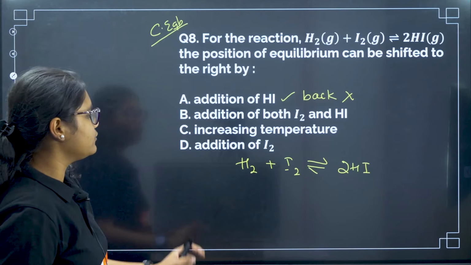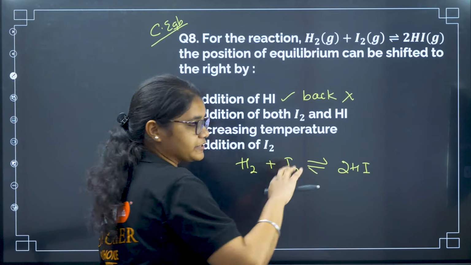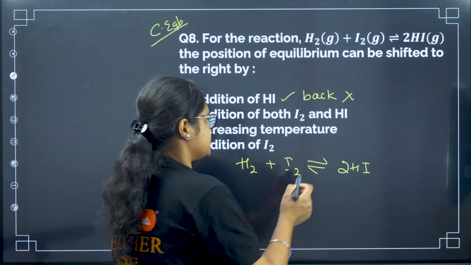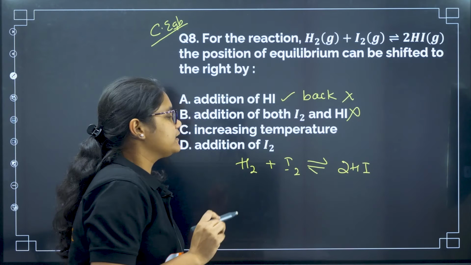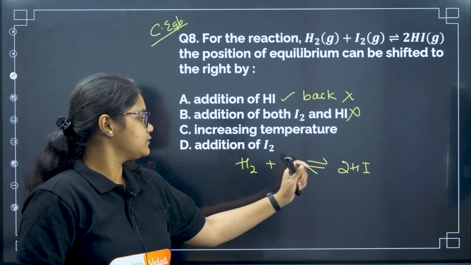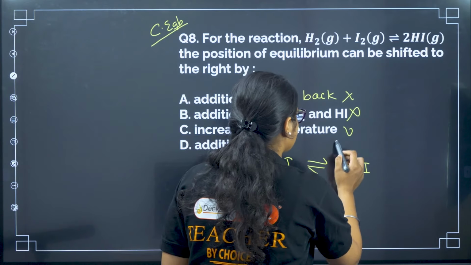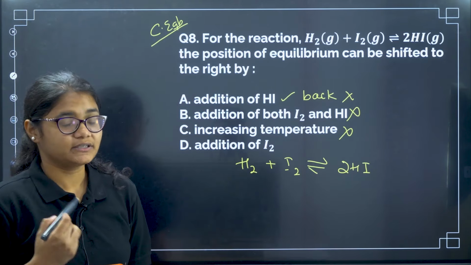Addition of both I2 and HI. So if we add I2, the reaction will go in the forward direction, but addition of HI will again do it in the backward direction. So this one cannot be there. Increasing the temperature: here there is no mention whether it is endothermic or exothermic, so we cannot tell in which way a temperature increase or decrease will affect the reaction.